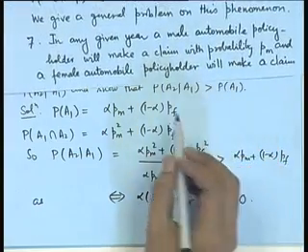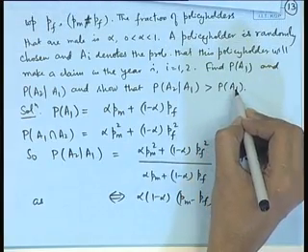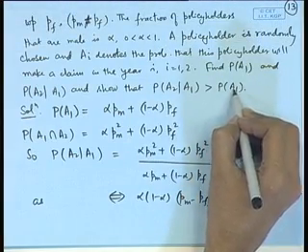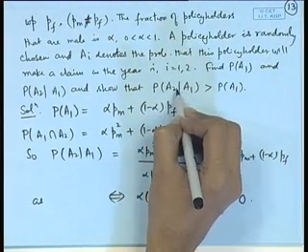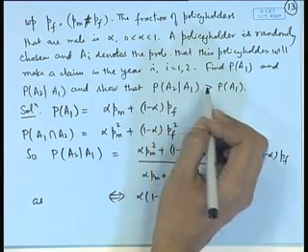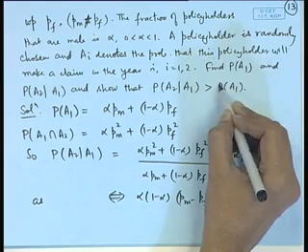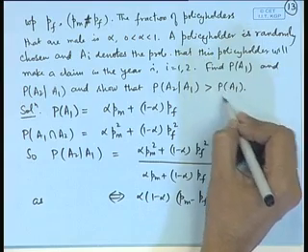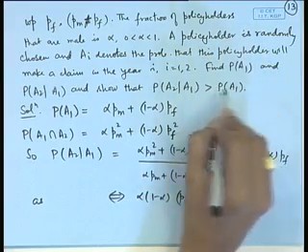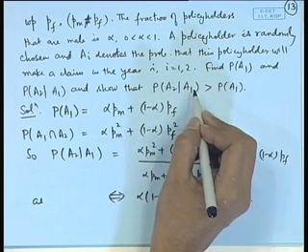So, once again it is a question of repetition. That means, if the person has made a claim in one year, then the probability that he will again make a claim in the second year increases. Basically, it means that if he has made a claim, he is a more accident-prone person, and therefore it is more likely that in the next year also he will make a claim.